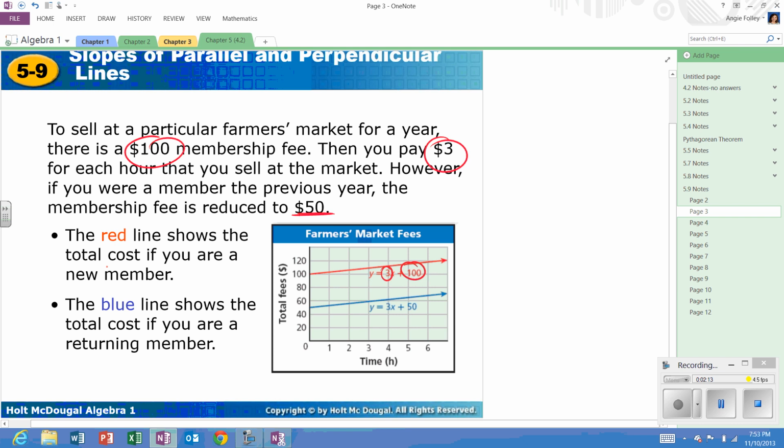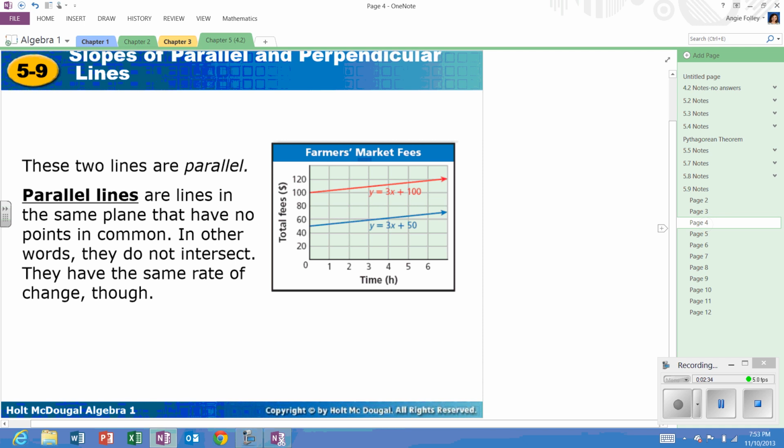The red line shows the total cost if you are a new member. So you start at $100 and go up by $3 per hour. But the blue line shows what you will be paying if you are a returning member. So you would start at $50 and you would go up still by the same amount, $3 per hour, but you're starting less. If you notice, these two lines here are called parallel lines.